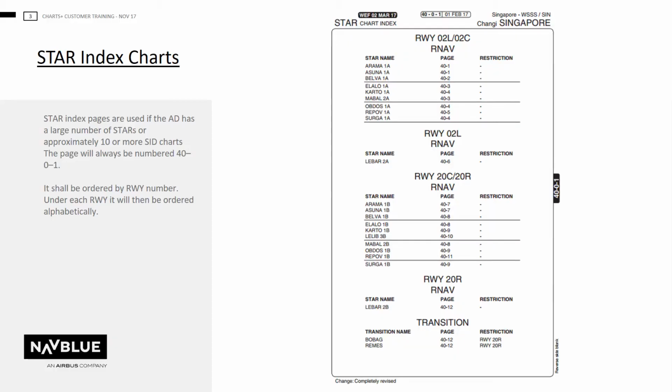Similar to the SIDS chart index page, if the aerodrome has approximately more than 10 star charts, then a star index chart will be created with a page number 40-0-1. It will be ordered by runway order, and under each runway it will then be ordered alphabetically.